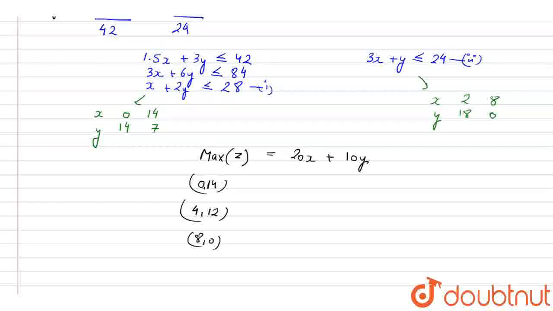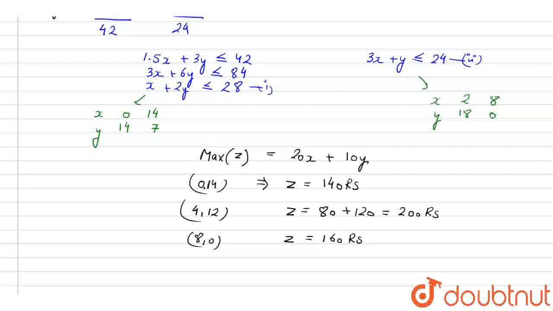So in case of 0, 14, we have the value of z is equals to 140 rupees. In case of 4, 12, we have the value of z is equals to 4 into 20, we get 80, and 10 into 12 we get 120. So we have the value of Z as 200 rupees. And in the last case, that is 8, 0, we have the value of Z as 160 rupees.